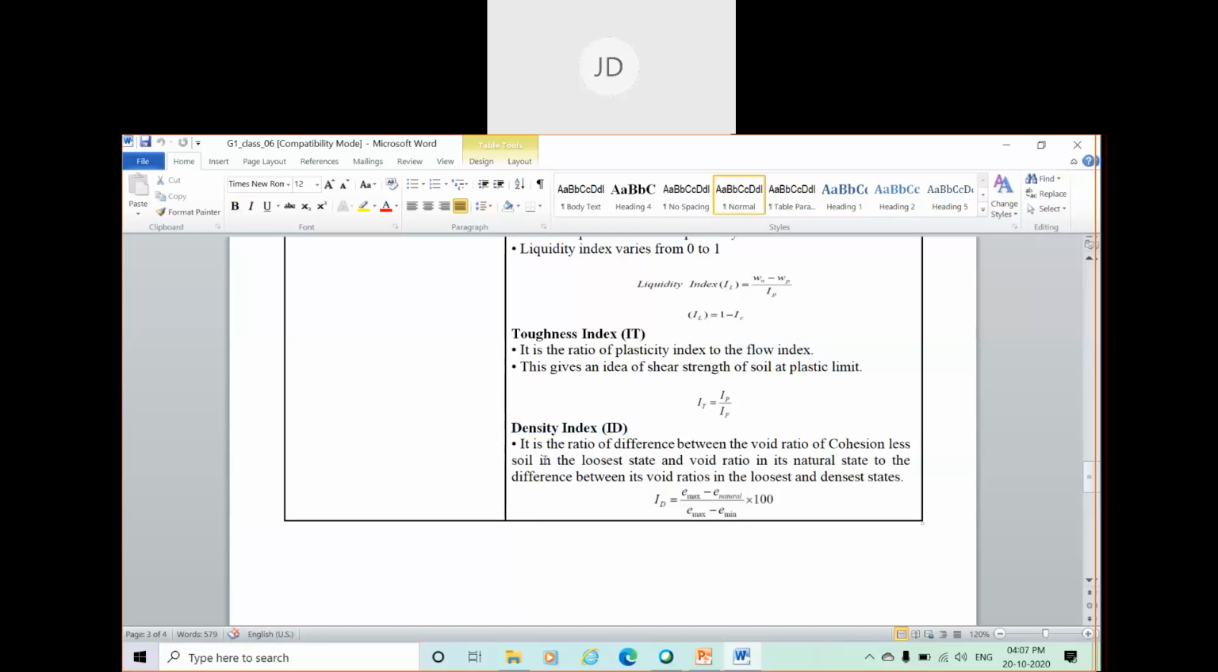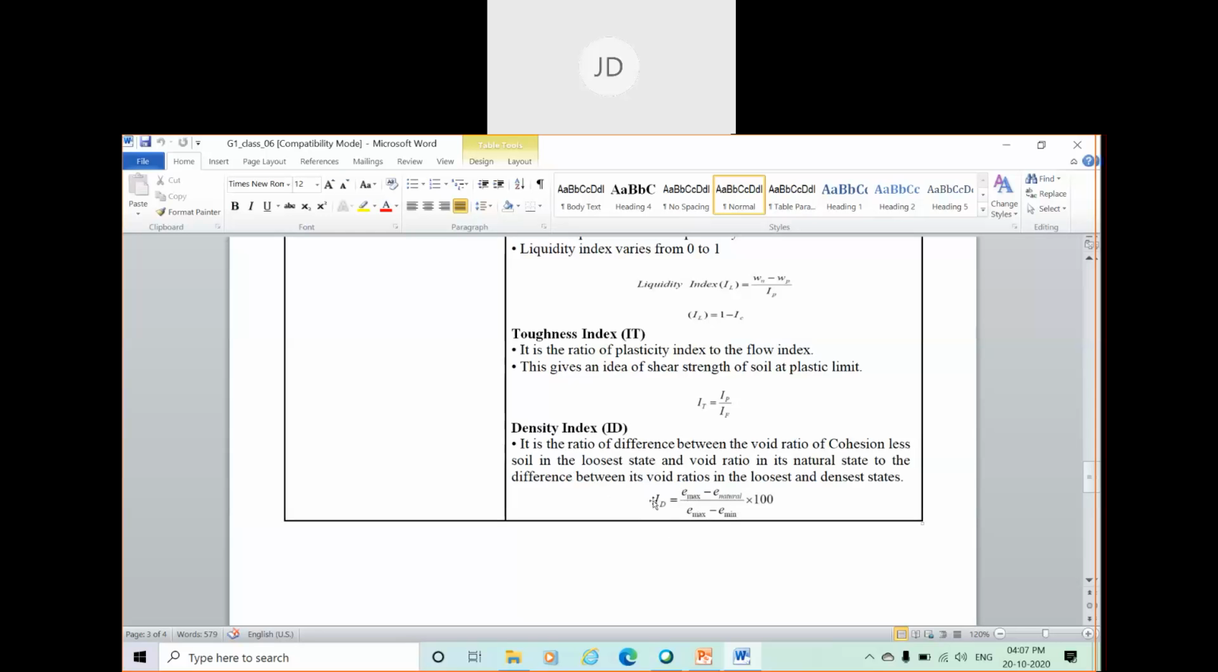Now, what is this? It is defined as the ratio of the difference between the void ratio of cohesionless soil in the loosest state and the void ratio in its natural state, to the difference between its void ratio in the loosest and densest state. It looks like a very long definition, but if you can remember this definition, this statement will come very easily.